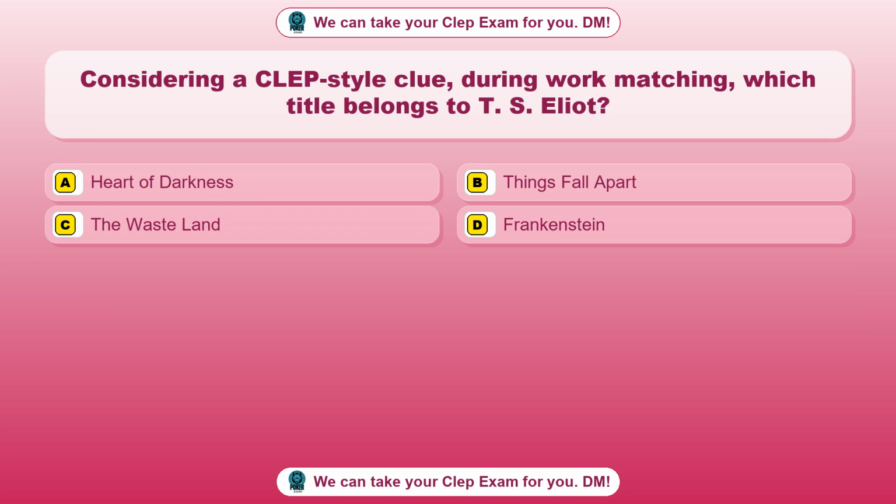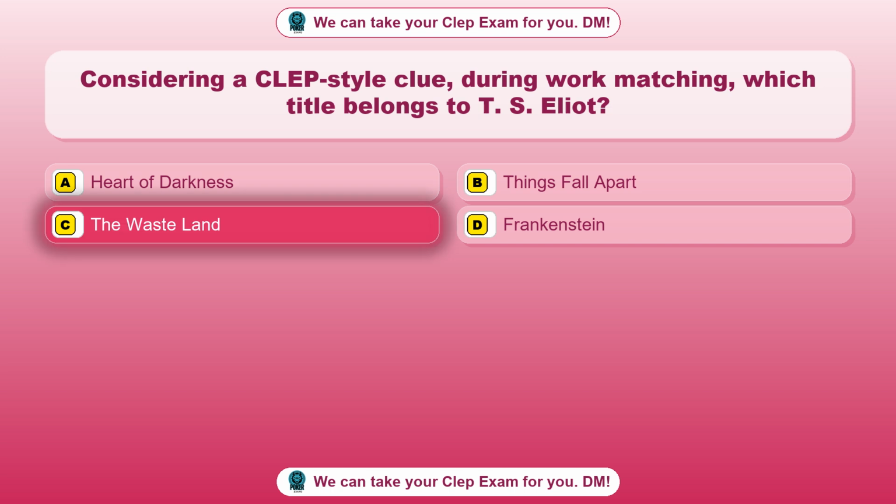Question 40. Considering a CLEP style clue, during work matching, which title belongs to T.S. Eliot? Option A, Heart of Darkness. Option B, Things Fall Apart. Option C, The Waste Land. Option D, Frankenstein. The correct answer is option C, The Waste Land.